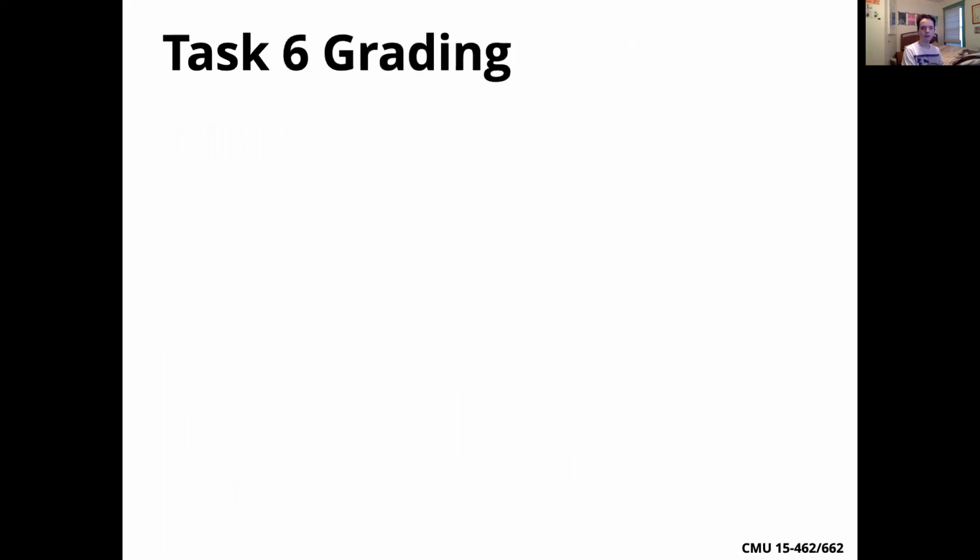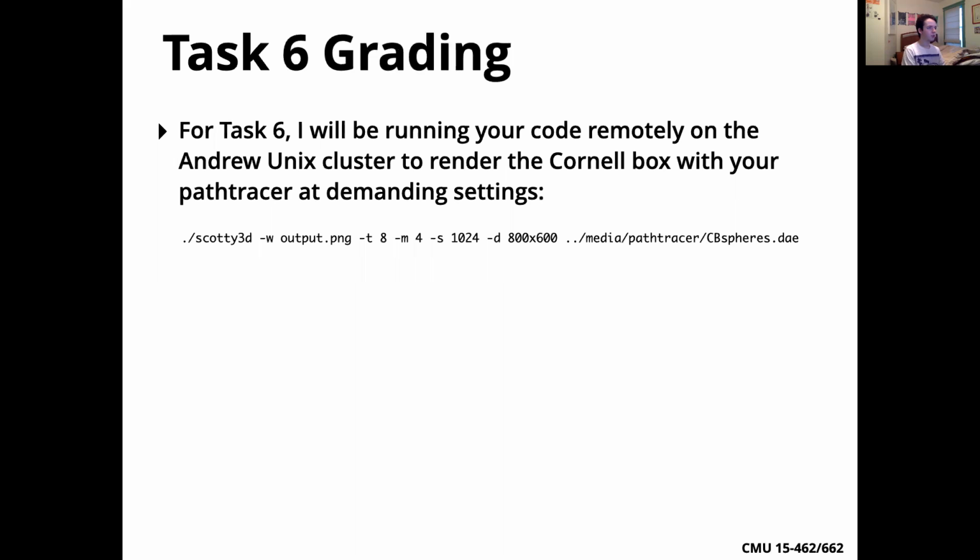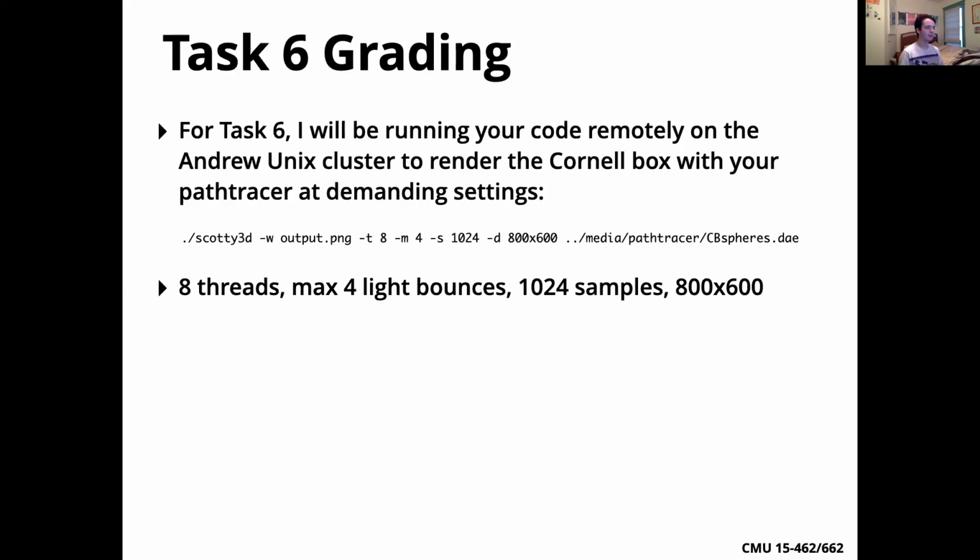Okay, another note on grading. Specifically for task 6, I'm going to run your code remotely on the Andrew Unix cluster to render the Cornell box, right? So cvspheres.dae with your pathtracer at these pretty demanding settings. That means 8 threads, 4 light bounces, 1024 samples per pixel, and 800 by 600 resolution.